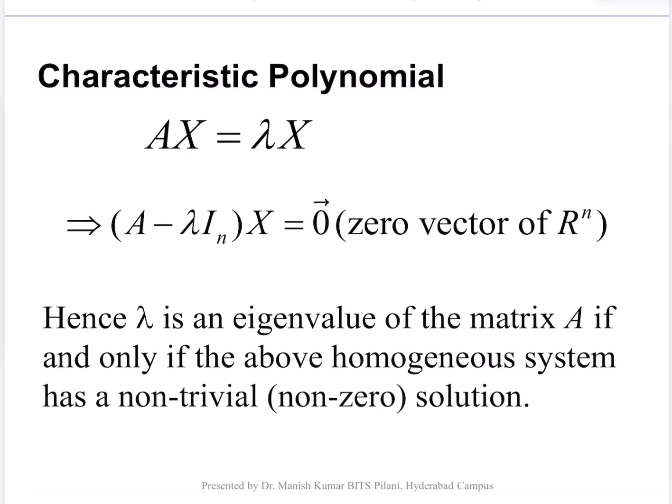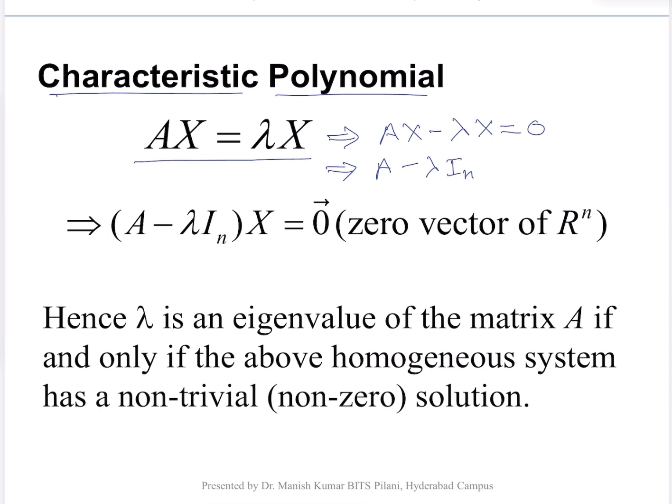So now look at it. We are going to learn how to find the eigenvalue and eigenvector, right? We have seen some trivial examples. Now we are going to consider the characteristic polynomial. Ax equals lambda x. Now I'm going to take the left hand side, Ax minus lambda x equals 0, and I'm going to take x common, right?